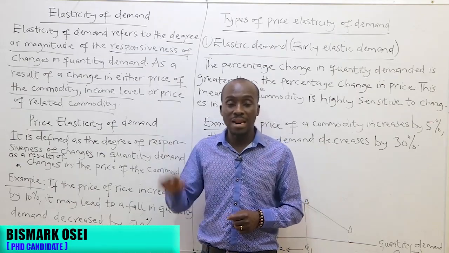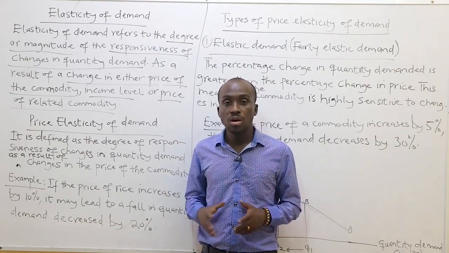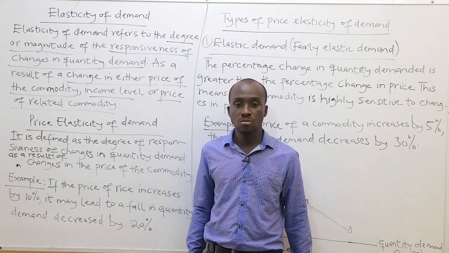When the price goes up, people demand less. When price goes down, people demand more. But we didn't know the extent, the magnitude, right?